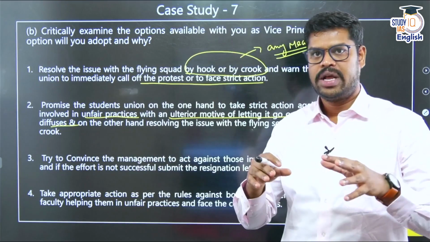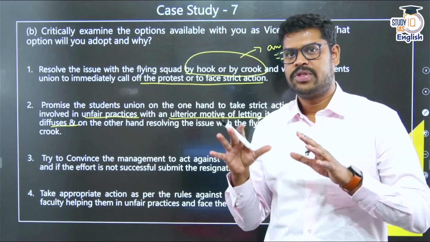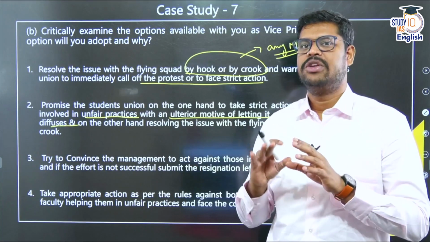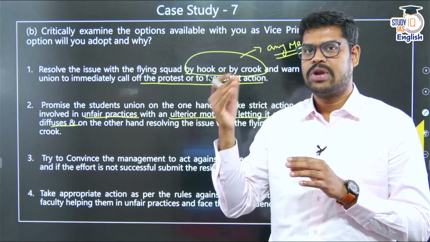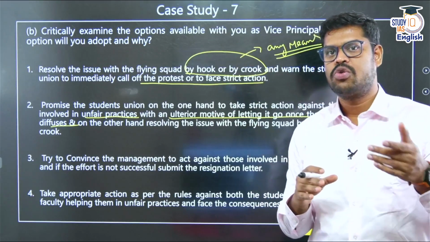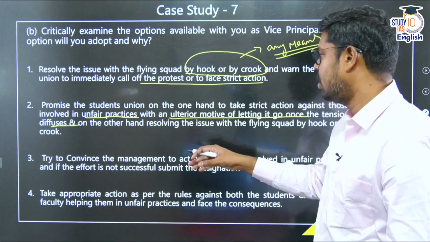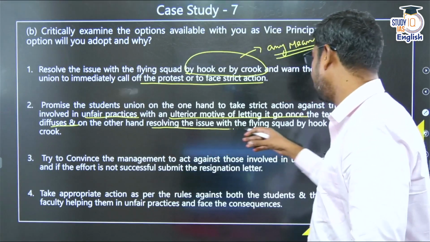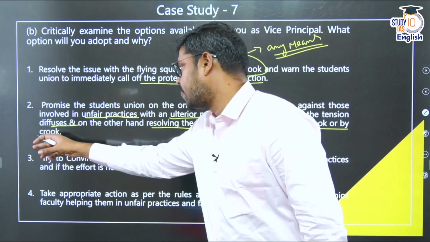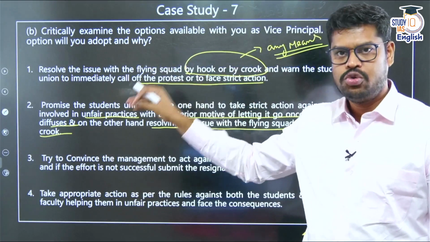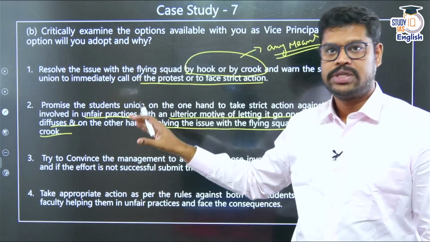That means now you realize that the students' union are under a lot of tension, so I'll make a promise to them. Once the tension diffuses, your hidden agenda in your mind is that you're not going to act. You just want to diffuse the tension for a moment. Okay, so that is one. On the other hand, you are resolving the issue with the flying squad by hook or by crook. That means by using any means, you are settling that issue with the flying squad.